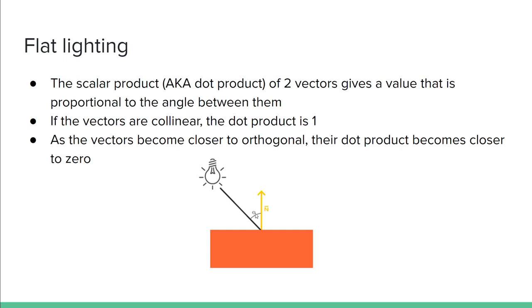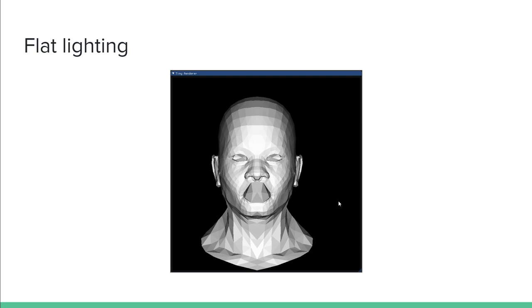The dot product is proportional to the angle between these two vectors. If the vectors are collinear, the dot product is 1, meaning that if the light points directly towards the surface, then the intensity will be 1. And as the vectors become closer to orthogonal, their dot product becomes closer to 0, okay? By computing that, we get this result, which looks really cool, except that now the 3D model looks like an origami figure, and there is something completely wrong going on here on these pixels.